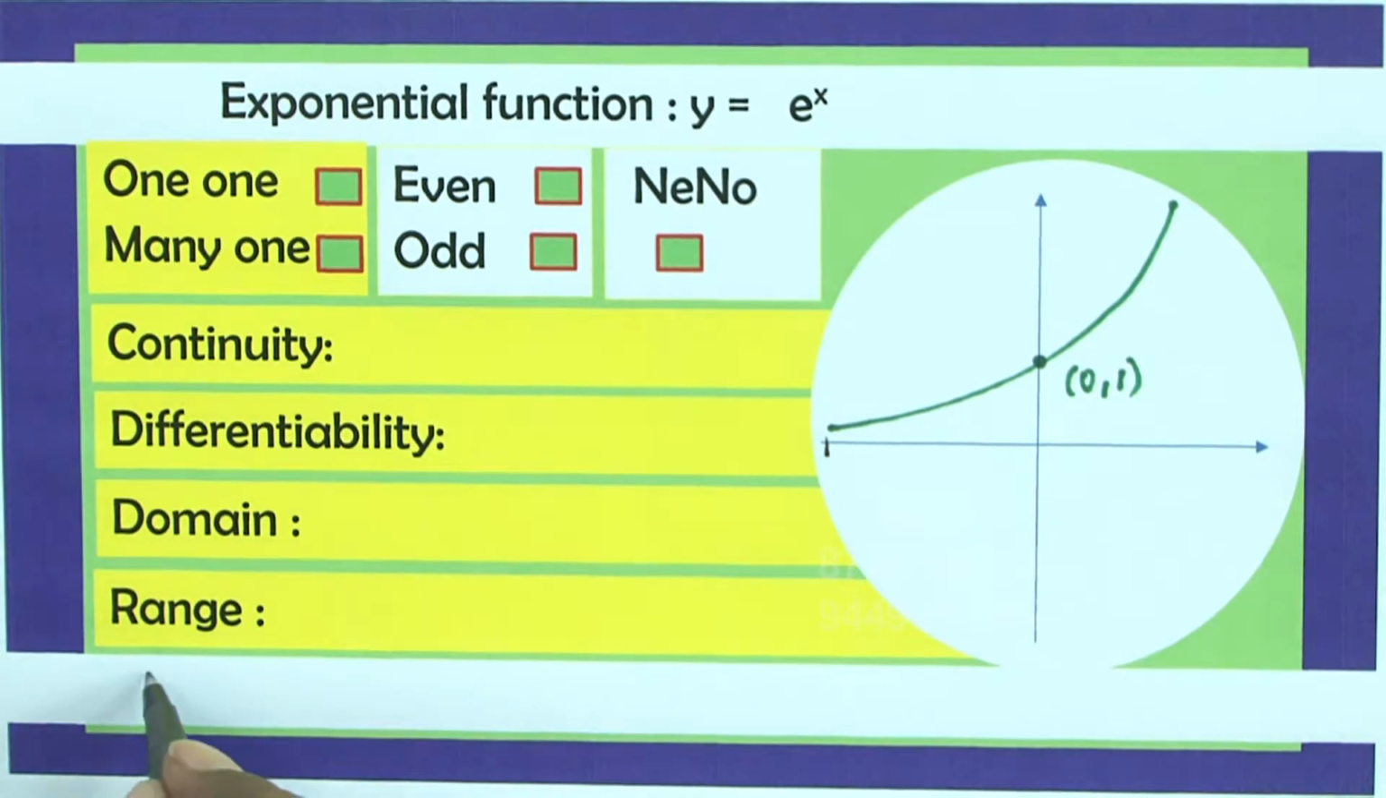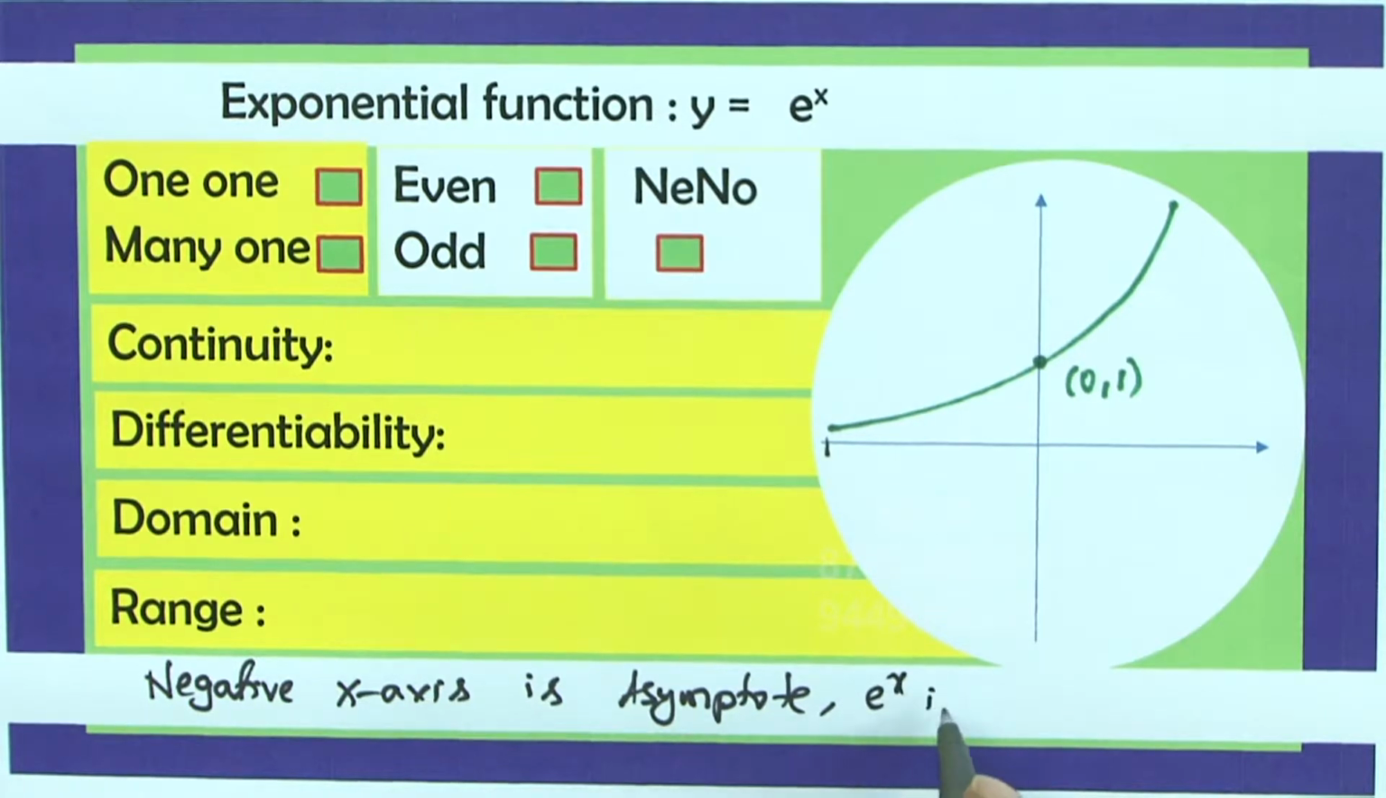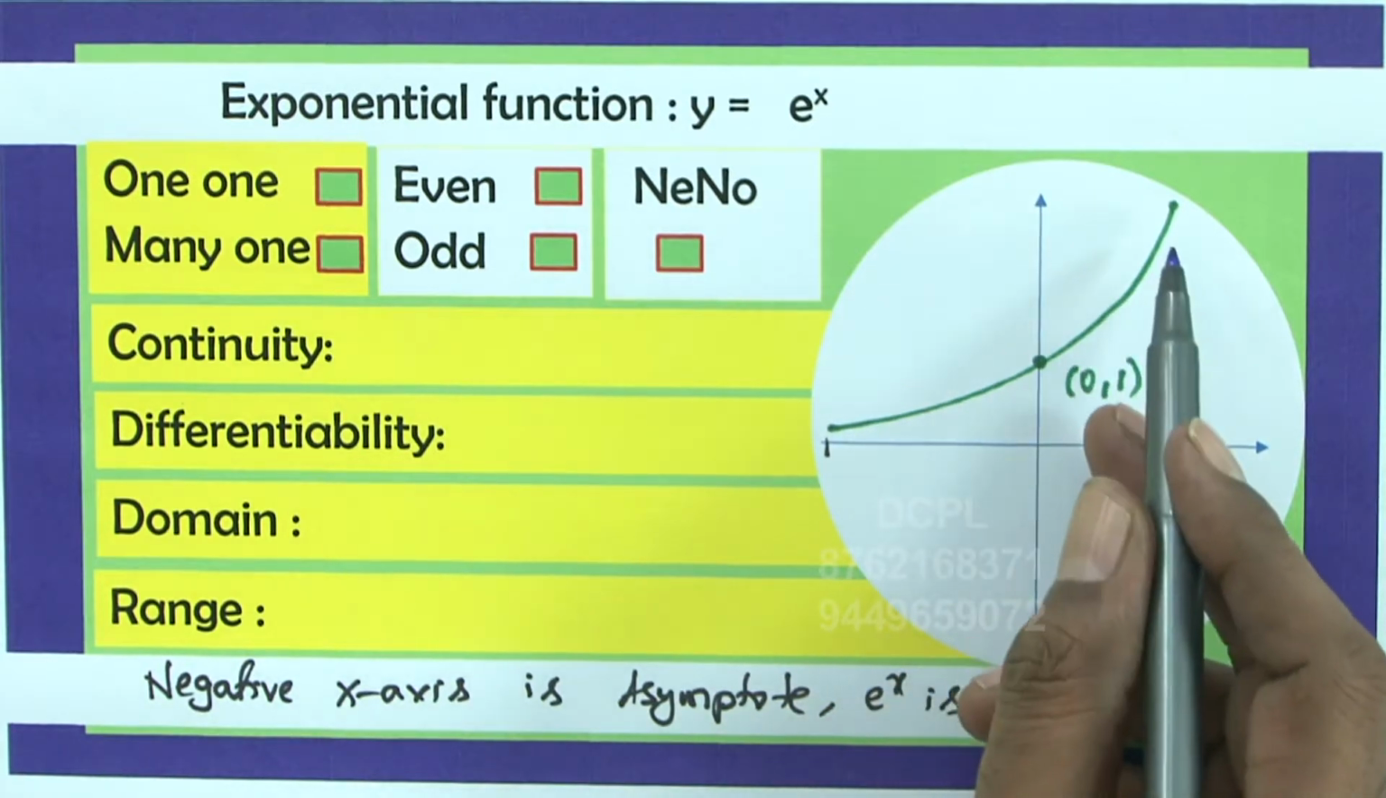And anybody can say negative x-axis is the asymptote. Is that correct? And the graph is completely above the x-axis. e power x is above the x-axis. Another important information, dear students. Coming back to this, looking at the graph, we can conclude a few things. No doubt the graph is continuous for all x.